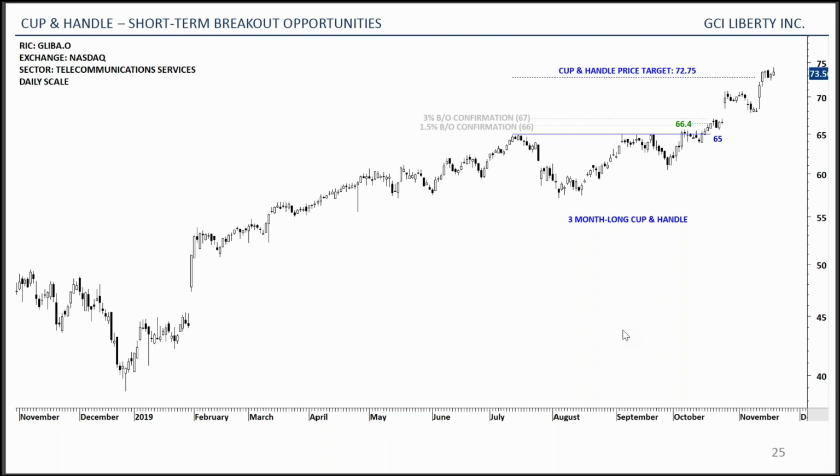So when we're looking at daily scale price charts, this is the difference. Do we take the 3% breakout confirmation? Is it too far from the chart pattern boundary, or should we accept a lower breakout confirmation level? Now, in GCI, there are a couple of levels. First of all, it's good to be consistent. So if you're going to take anything below 3%, it has to be 1%, 2%, or if you're going to take 1.5%, you should take the 1.5% as you see more opportunities.